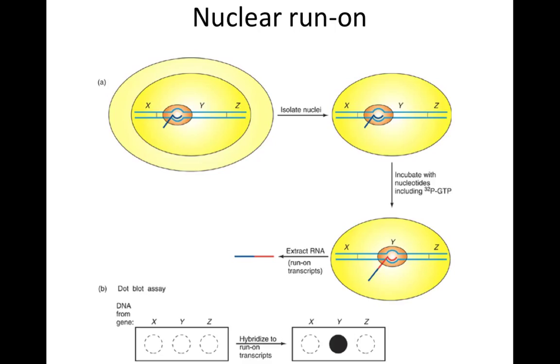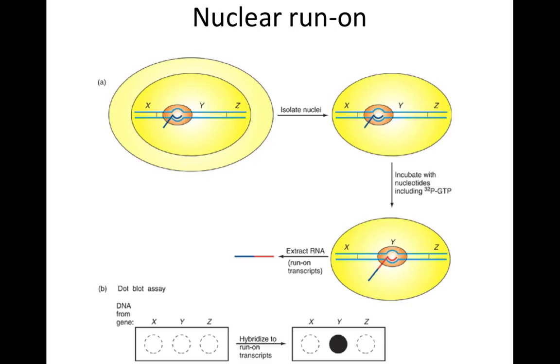The newly synthesized radioactively labeled RNA hybridizes to that cDNA, the membrane is washed, and the unincorporated p32-UTP and nonspecific binding are washed away. Then you can determine through autoradiography whether or not the RNA has bound. So in this case, in a nuclear run-on, we are interested in whether or not X, Y, or Z is being actively transcribed in the nucleus.